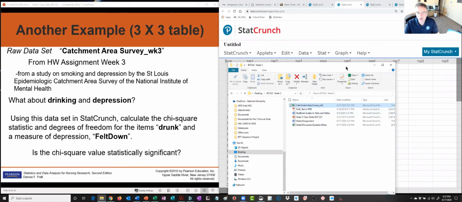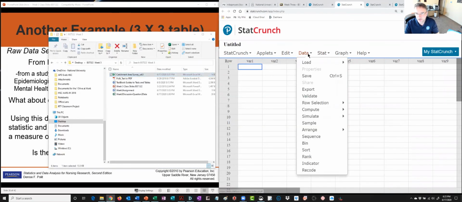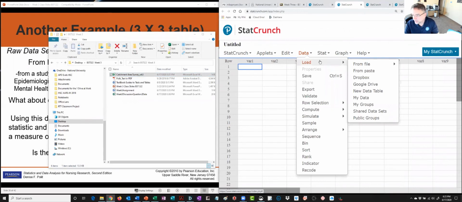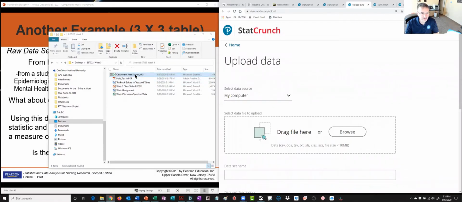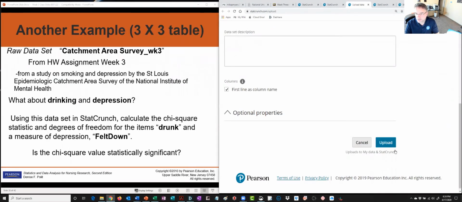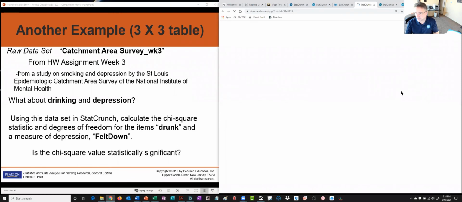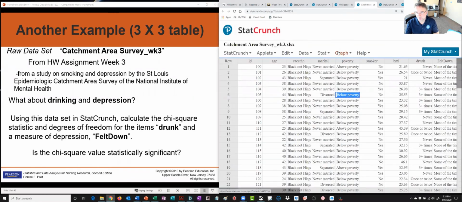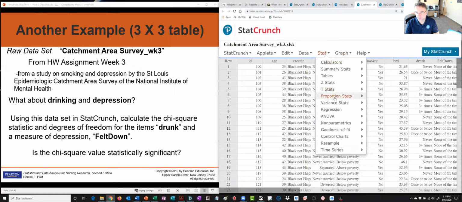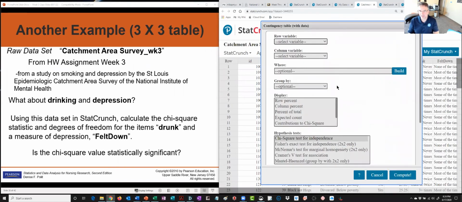So to do that, we can load the data in. So this time we're going to have the raw data, right? We'll click load from file. And again, I can just drag and drop this one in. Click upload. And now our Excel file is in there. Again, we click on the stat tab, tables, contingency. Now we click with data, right? Because we've got all the data in there.